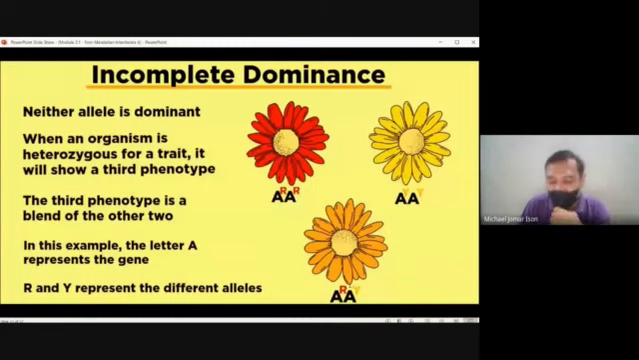Here's another example, and this would be for a red flower and a white flower. So supposing that the red flower is big R, and the white flower is small r. So when you combine them together, as you already know, it will produce a heterozygote, big R, small r. The red will be produced, the white will also be produced. They will mix together. So in incomplete dominance, you will produce a pink flower for the F1 generation.